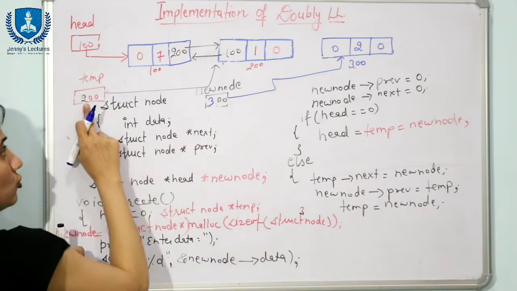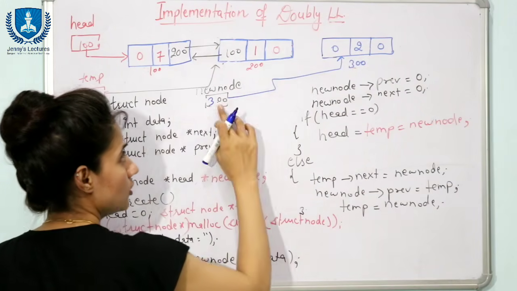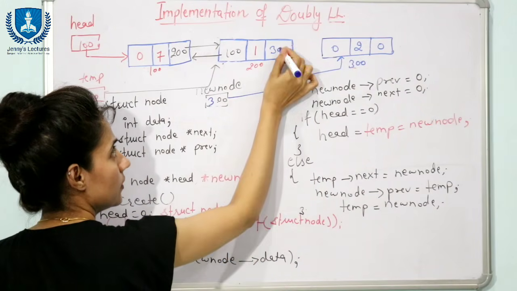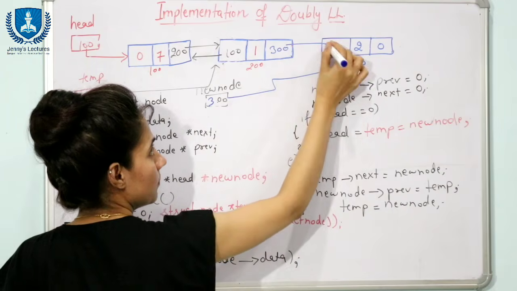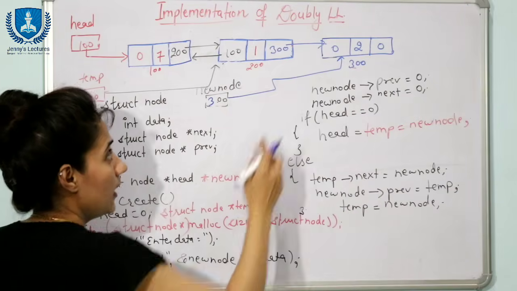Temp is 200, temp next is 0. What will you store here? New node is containing 300, so here you will store 300. It means it is going to point here. 300 is the address of the next node. One link has been established.